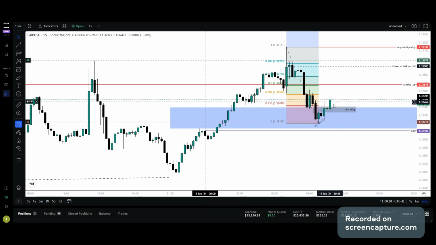Okay, so candle just closed 11 o'clock. We closed above consequent encroachment. We didn't get above this candle's high, which is fine. A closure above consequent encroachment, which I'm just eyeballing here. I don't want to have too many things on the chart. Consequent encroachment is about right here. We closed above there, so I'm still favoring higher prices.